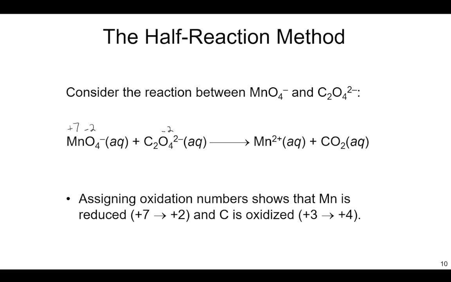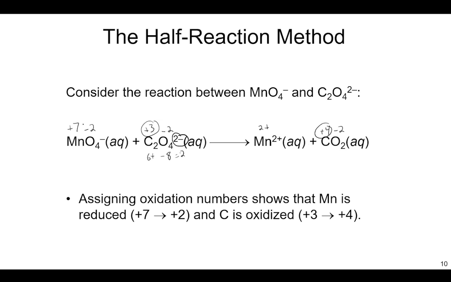Oxygen is -2. Carbon here has to be +3 for them to be 6 plus total, so that when added to the oxygen's total, we get -2 overall, the charge on this species. Manganese on the right is going to be 2 plus, and oxygen -2, and carbon +4. Right, so carbon is going from +3 to +4.